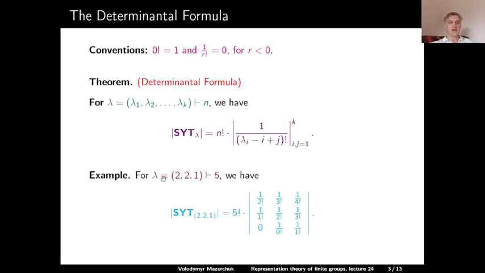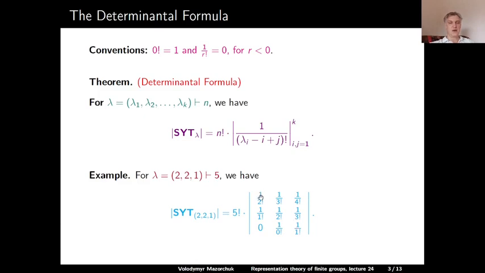For example, if lambda is the partition 2, 2, 1 of 5, then the corresponding determinantal formula looks as follows. The cardinality of the set of standard Young tableaus of shape 2, 2, 1 is equal to 5 factorial times the determinant of the matrix in which the first row is 1 divided by 2 factorial, 1 divided by 3 factorial, 1 divided by 4 factorial. The second row is 1 divided by 1 factorial, 1 divided by 2 factorial, 1 divided by 3 factorial. And the third row is 0, then 1 divided by 0 factorial, 1 divided by 1 factorial.